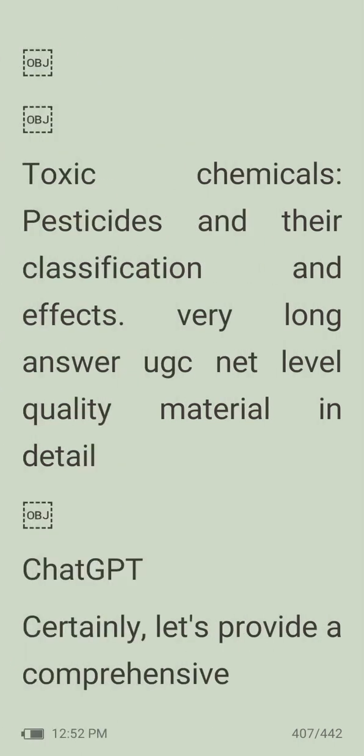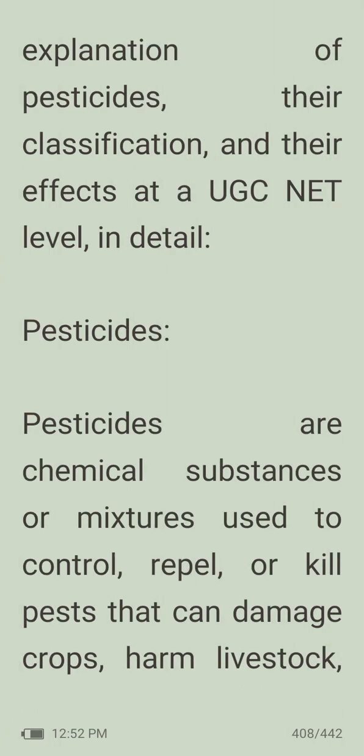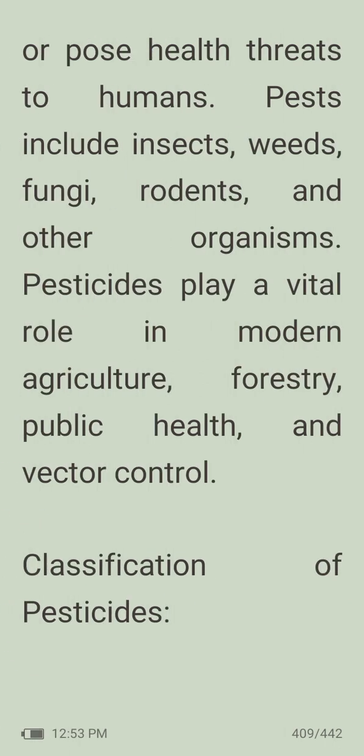And now, toxic chemicals, pesticides, and their classification and effects. Let's provide a comprehensive explanation of this topic. Pesticides. Pesticides are chemical substances or mixtures used to control, repel, or kill pests that can damage crops, harm livestock, or pose health threats to humans. Pests include insects, weeds, fungi, rodents, and other organisms. Pesticides play a vital role in modern agriculture, forestry, public health, and vector control.